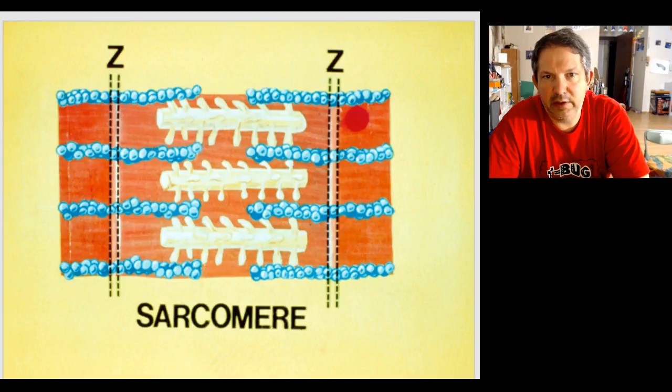So there again, there's the sarcomere. Here's the region with just actin. Here's a region of overlap. Here's a region with just myosin. That overlap region will get bigger as the non-overlap region gets smaller.